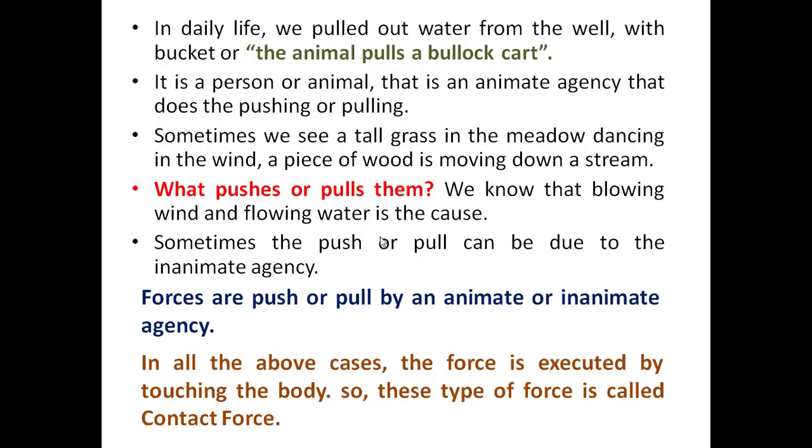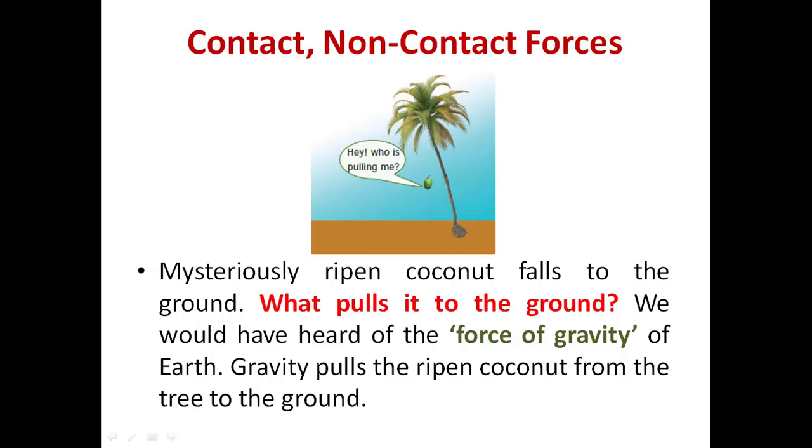Sometimes we see tall grass in a meadow dancing in the wind. A piece of wood is moving down a stream. What pushes or pulls them? We know that blowing wind and flowing water are the cause. Sometimes the push or pull can be due to an inanimate agency. Forces are push or pull by an animate or inanimate agency. In all the above cases, the force is exerted by touching the body. So this type of force is called contact force.